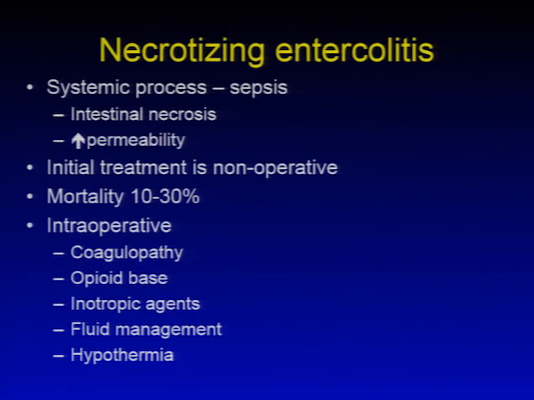Necrotizing enterocolitis is a systemic process and is analogous to sepsis. It leads to intestinal necrosis and increased intestinal permeability. Initial treatment is non-operative. Mortality is somewhere between 10 to 30%. Intraoperative concerns include coagulopathy, an opiate-based anesthetic to minimize cardiodepression, and hypotension. Inotropic agents might be necessary. There is a large fluid shift that occurs, so fluid management is important, especially considering the small size of the patient, and hypothermia.